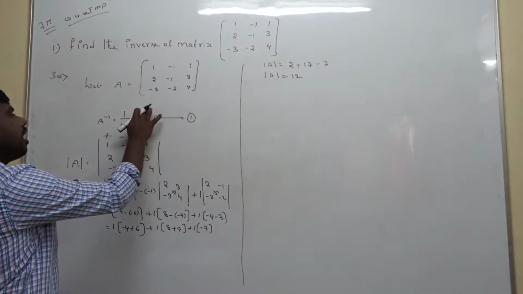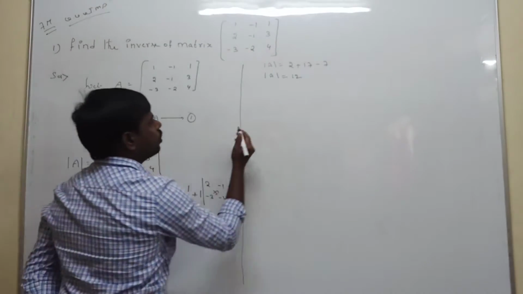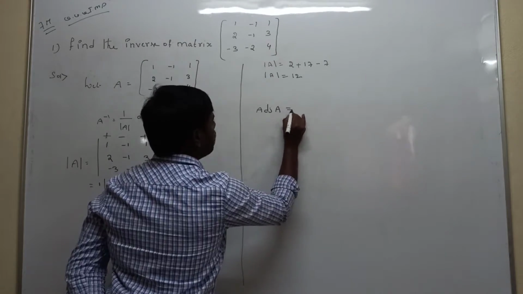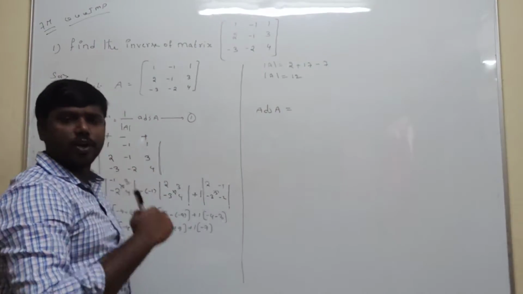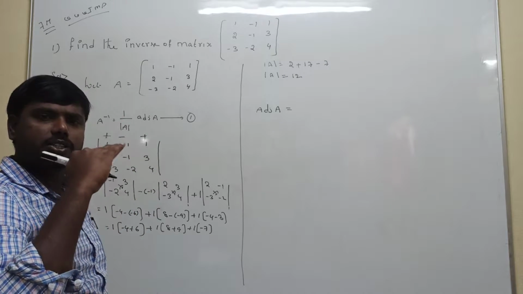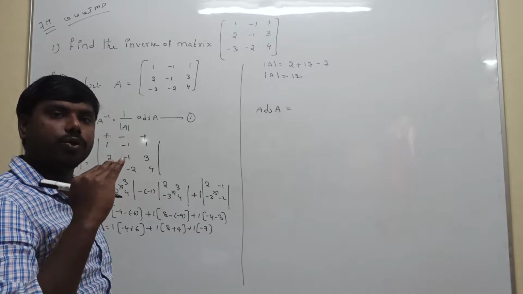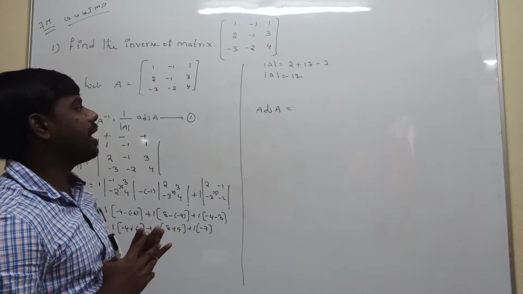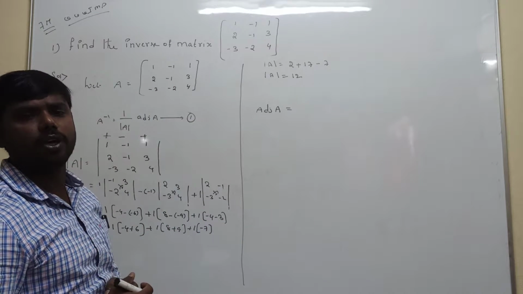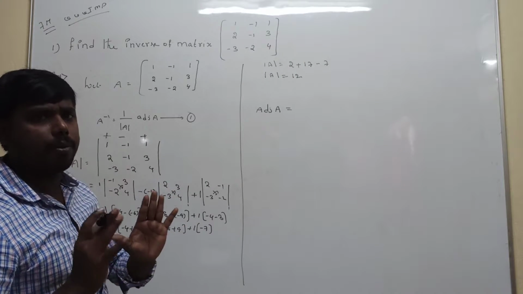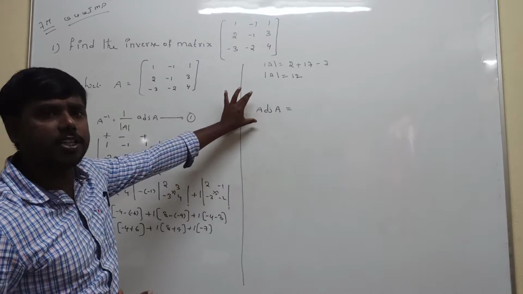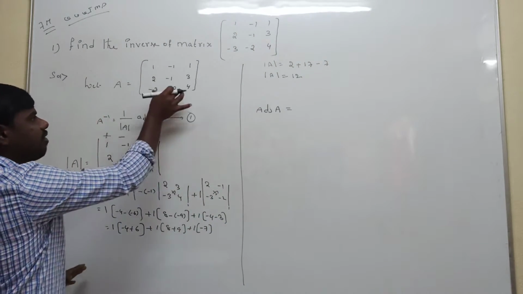Next, calculating the adjoint of A. In a 2 by 2 matrix, A and D are interchanged, B and C are not interchanged, only negative symbols are added. But here a 3 by 3 matrix is there. How to find the adjoint of A? Very easy here. I am explaining a very easy method to calculate the adjoint of a 3 by 3 matrix.